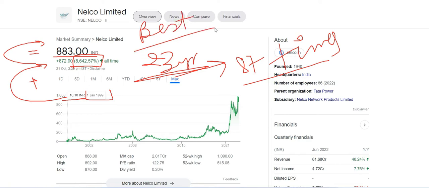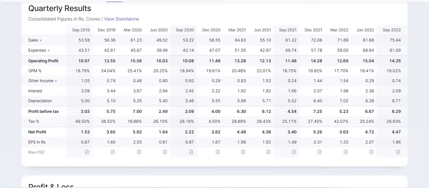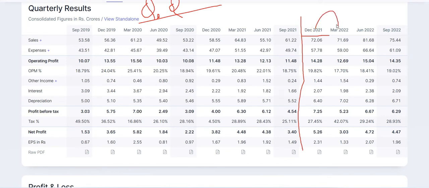Very excellent return. Now we'll see how the company has performed in financial terms on a quarter on quarter basis and year on year basis. So we are doing the comparison on a quarter basis. Here we'll compare the last 4 quarters of the company. December 2021, we are comparing with March 2022, then we will compare it with June 2022, then September 2022.